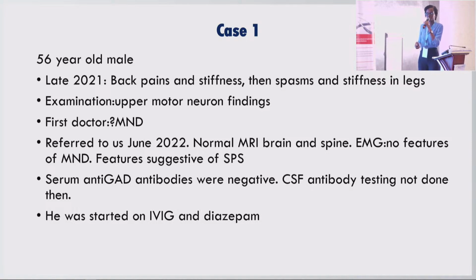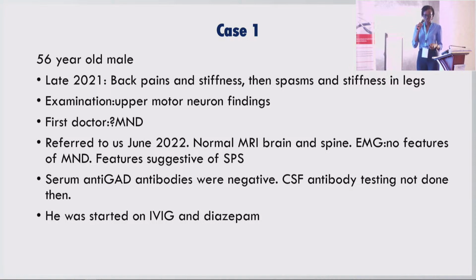So we'll start with our first case. This is a 56-year-old male, Tanzanian national, who in late 2021 presented with back pains and stiffness, which then progressed to spasms and stiffness in his legs. On examination, he had an upper motor neuron syndrome. The initial doctor in Tanzania thought, is this motor neuron disease? And referred him to us.